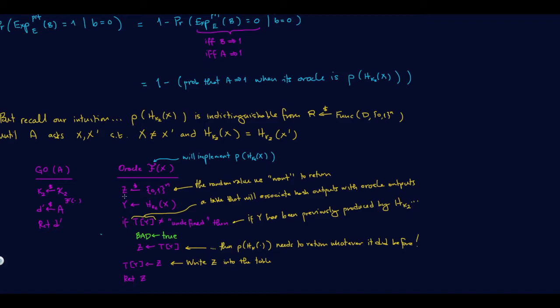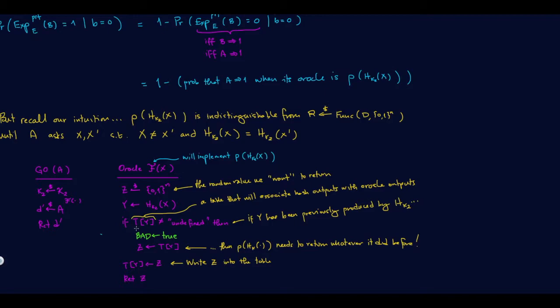So we pick this value and we say, okay, let's hang on to this. Then we hash the input x. That gives us a y. And now we check a table. This is a table T. It's a different table T than the one that was in our adversary B. Sorry for the collision, but this is a table T. It's been initialized everywhere to undefined. This table is going to be used to associate hash outputs with oracle outputs, just as it did before.